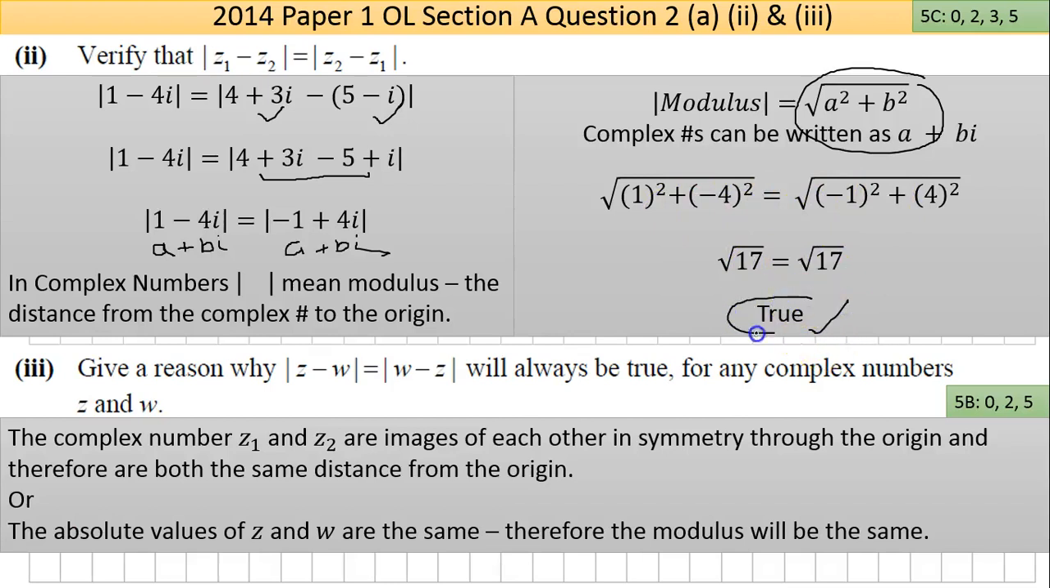Okay, so you always need a statement of success. Arguably the statement here mathematically is the statement of success, but in the Leaving Cert they often want the word 'true', or 'verified', whatever way you want to say it. Now, part 3 here: give a reason why the modulus of z minus w equals the modulus of w minus z.